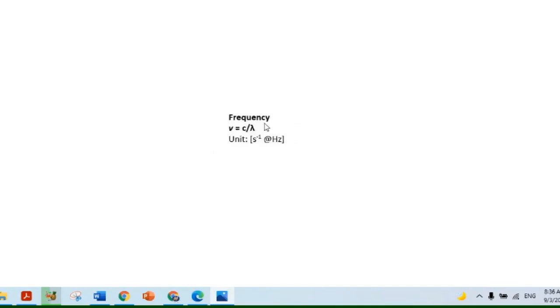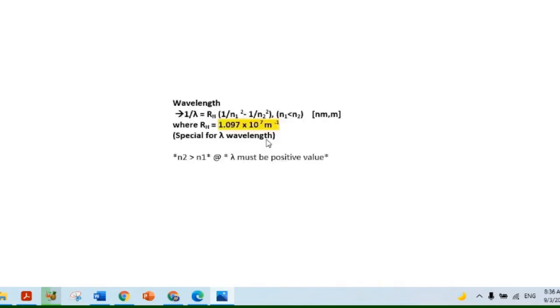Next is frequency, nu equals c over lambda. C is the speed of light, 3 times 10 to the power of 8 meter per second. Lambda, make sure is in meter. Next is another formula for delta E, h nu. Just now we know nu equals c over lambda. If substituted, you will get hc over lambda, where lambda is wavelength. 1 over lambda, we call the wave number, equals RH times 1 over n1 squared minus 1 over n2 squared.